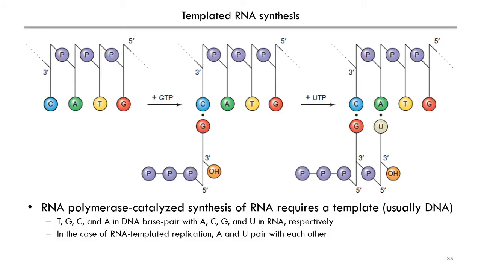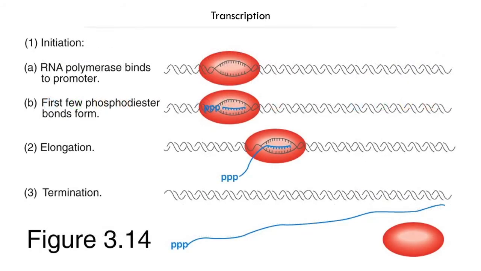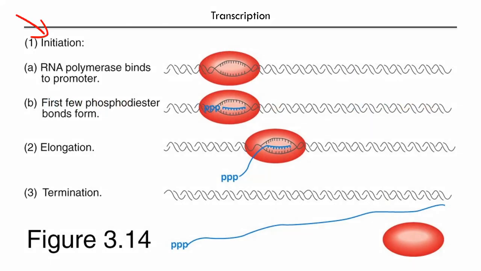The templated synthesis is shown here in this figure using the notation of your textbook. In transcription, the template is DNA, but RNA can act as a template in RNA replication. Transcription can be divided into 3 stages. The first stage is initiation, when RNA polymerase binds to the double-stranded DNA at a specific sequence called the promoter. It melts or unwinds a short stretch of DNA, and the first few nucleotides are added to a newly synthesized RNA molecule through phosphodiester bonds.